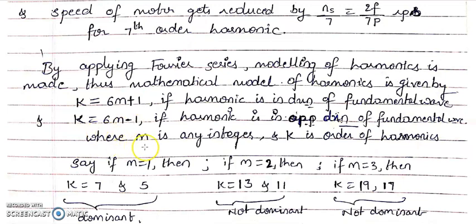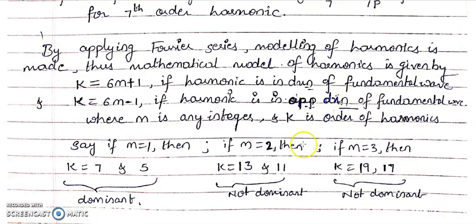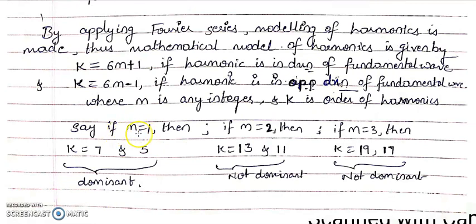Where m is any integer, I can have any value there, and k is the order of harmonics. Usually it will be odd itself. K is the order of harmonics and m is any integer. It starts from 1 to anything you can add. Now we can see that if m is equal to 1, then k is 6 plus 1, which is 7, and 6 minus 1, which is 5. So again, like I said, these 5th and 7th harmonics are dominant in nature.